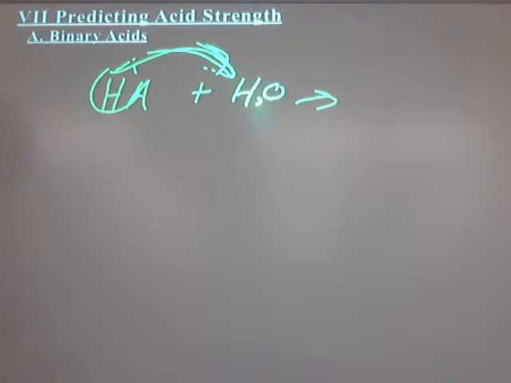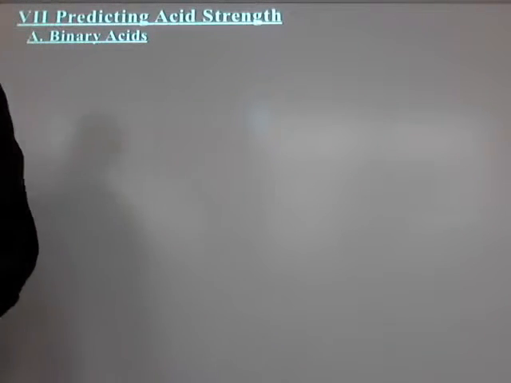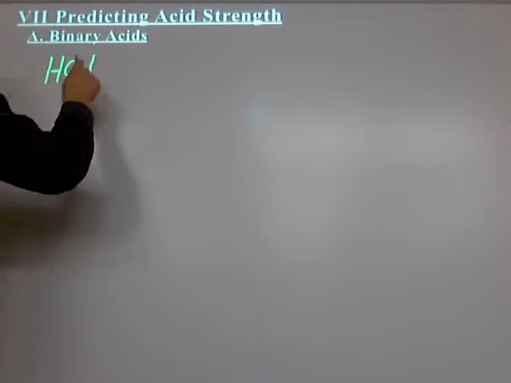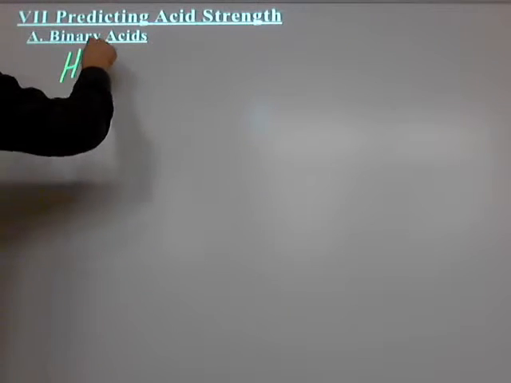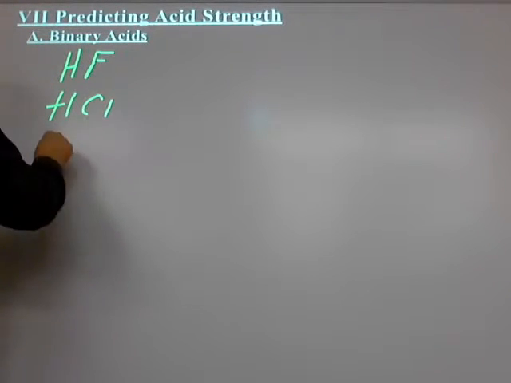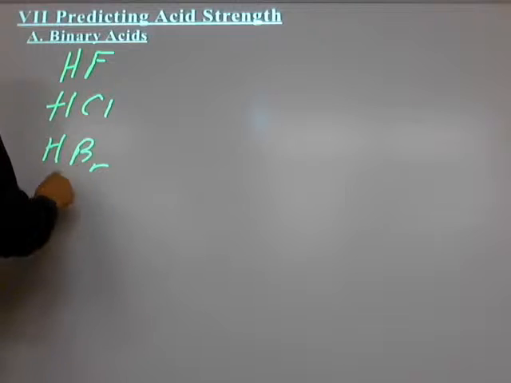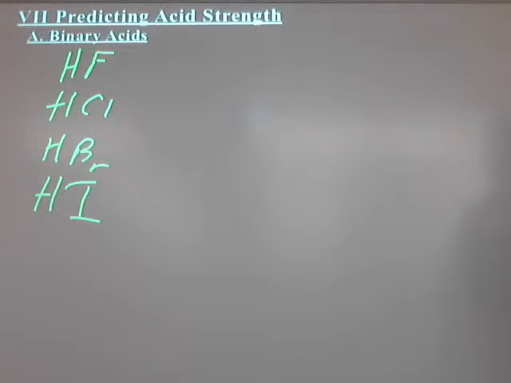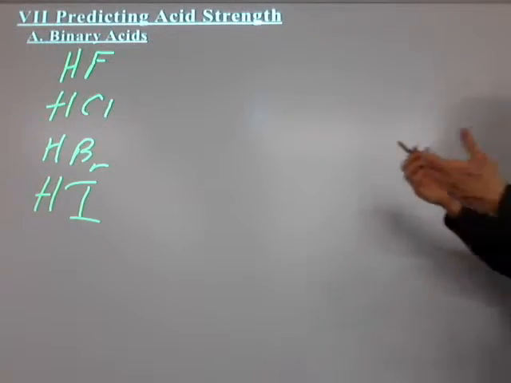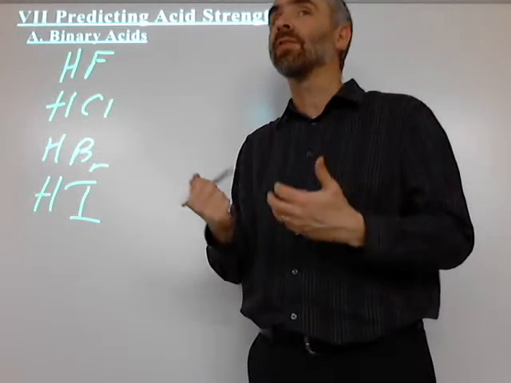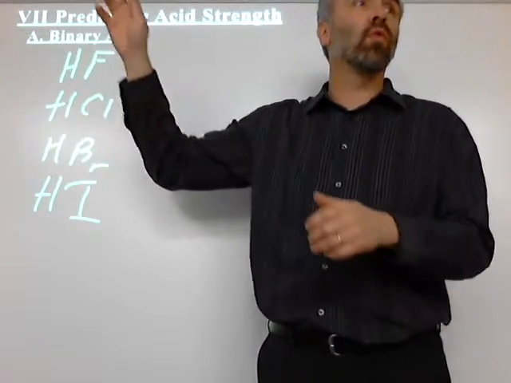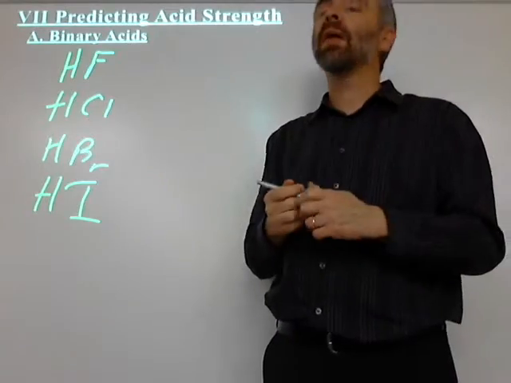Now let's just look within a group. Look at group 7: fluorine, chlorine, bromine, and iodine. We'll write them in order here: HF, HCl, HBr, and HI. Who do you think is going to be holding on to that H the best? Yeah. So what kind of an acid do you think it is?